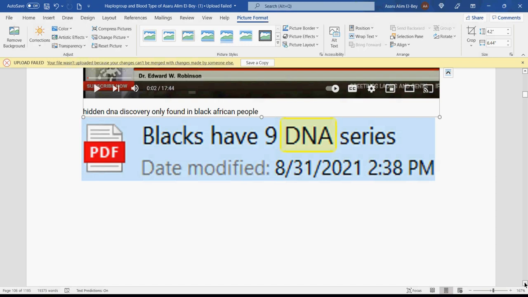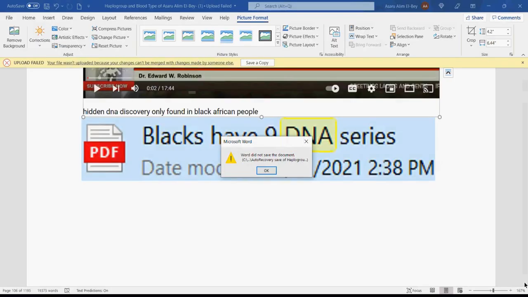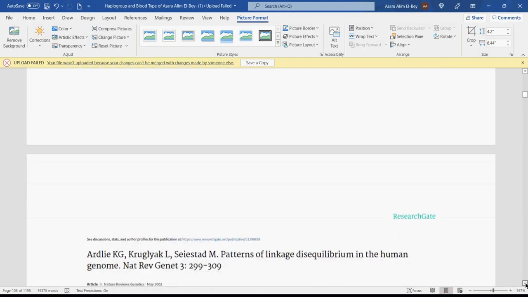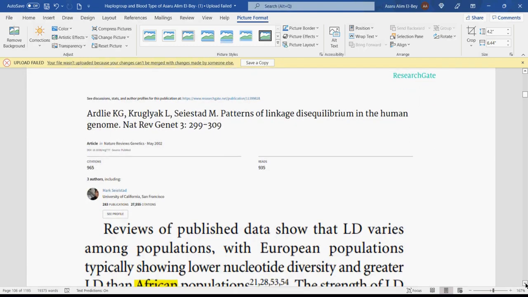So what does he speak about? He speaks about that blacks have nine DNA series. So we're going to look at these nine DNA series. Let's see what correlates to this. So you can read part of this in Audley KG.